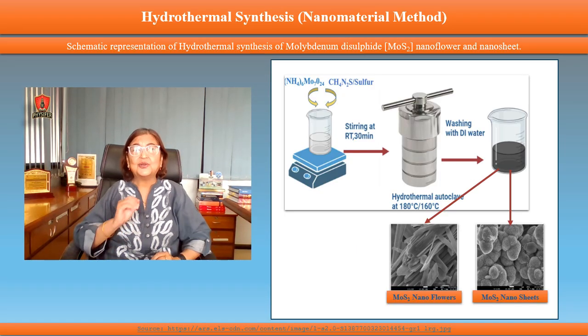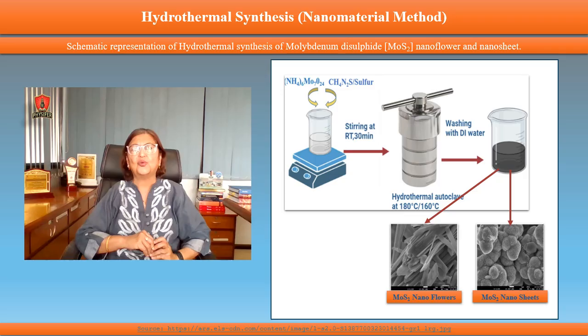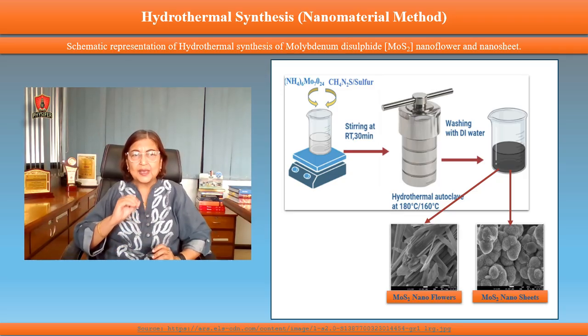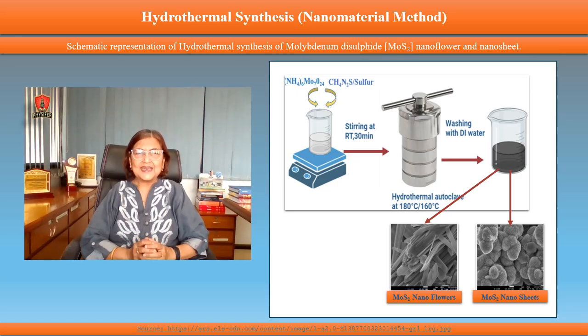Next is hydrothermal synthesis. Hydrothermal synthesis is a bottom-up method used to prepare nanomaterials by carrying out chemical reactions in water at high temperature and high pressure inside a sealed vessel called an autoclave. In this technique, precursors react in an aqueous solution under controlled temperature and pressure to form nanoparticles or nanostructures.